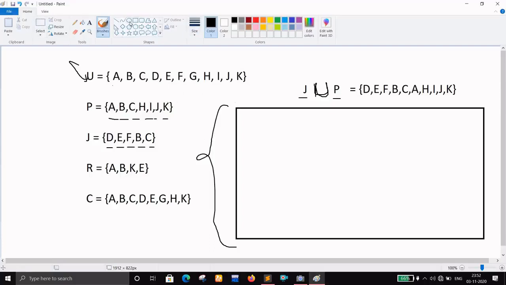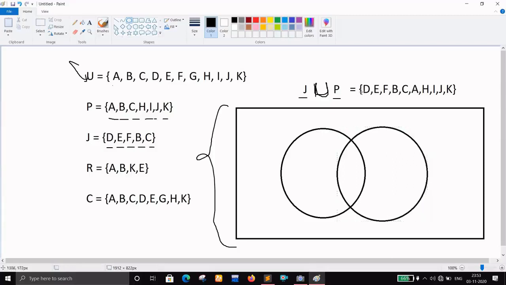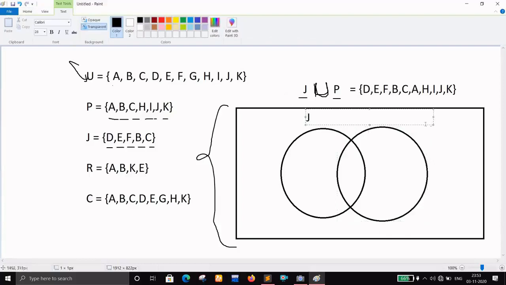Now we take circles or ellipses to represent sets. So this is a set. This is a set. And this is again a set. I'm sorry for my drawing. This is also a set. So let this one be J, let this one be P, and obviously the outside one is always U. Okay, now J union P.